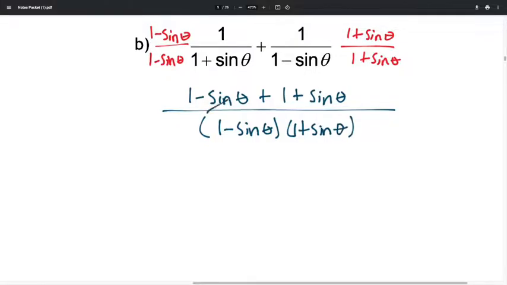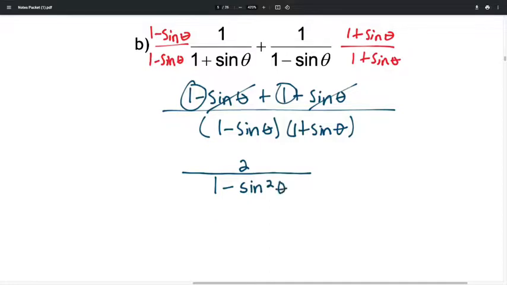So on top, this will cancel with that. Well, it becomes 0. And then the 1 and the 1 will combine to be 2. And on the bottom, I'm going to go ahead and multiply that out to be 1 minus sine squared theta, which is the same thing as cosine squared theta, using our identity.